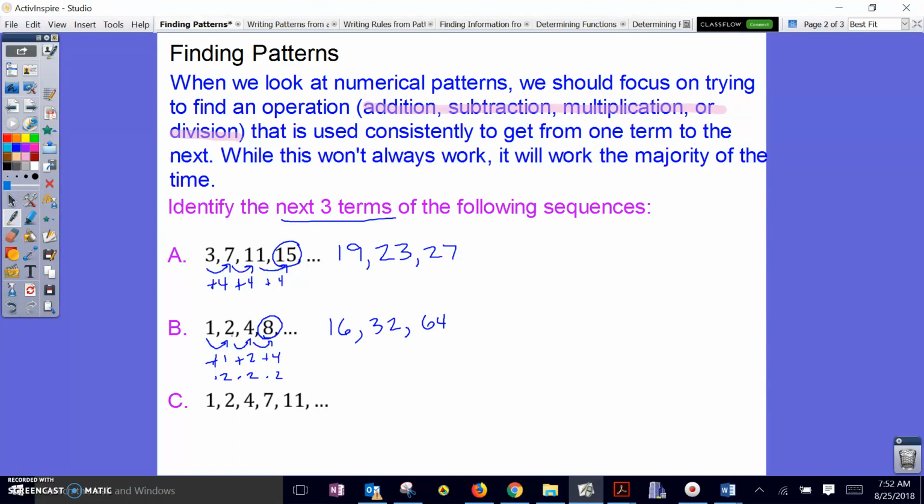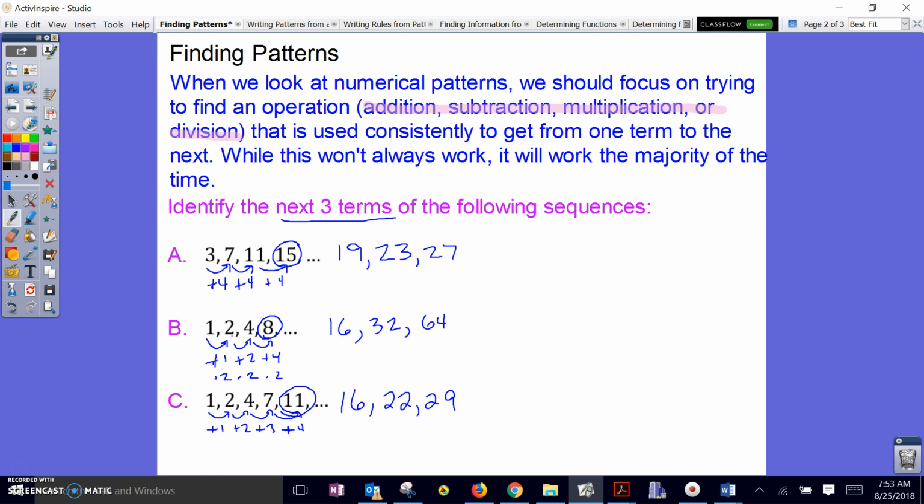Alright. Now in part C here, again, I'm going to look at it from an addition standpoint. I add 1, I add 2, I add 3, I add 4, and you'll notice what we're adding is not always the same. We see a pattern in what we're adding. We're always adding 1 more than we did to the previous term. So I'm going to continue to follow that pattern. I'm going to take the 11 and add 5, and then add 6, then add 7. And those are the next 3 terms in this pattern.